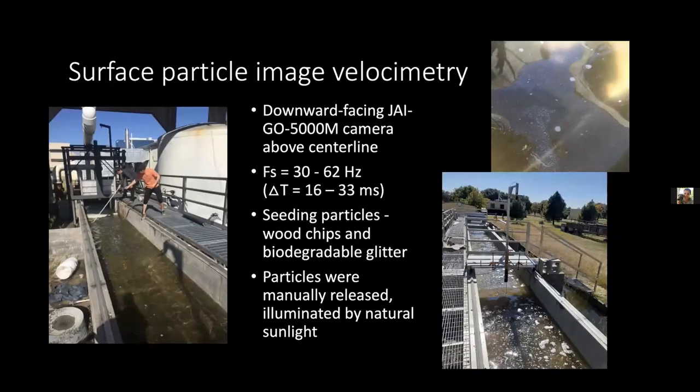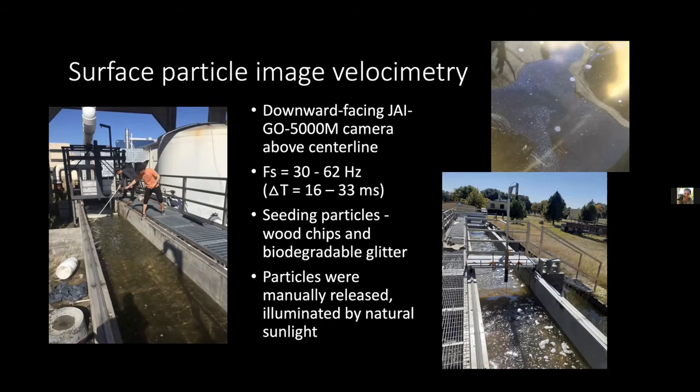So this is a downward facing surface particle image velocimetry. We have these little JAI cameras. It's a 5 megapixel camera that just records continuously. And so we were sampling from 30 to 60 hertz. And in PIV, we need surface matter to be able to track as a function of time and hopefully have some sort of decent spatial resolution. There are days in this channel where we have tons of bubbles and maybe leaves or algae or different things coming through that we can track.